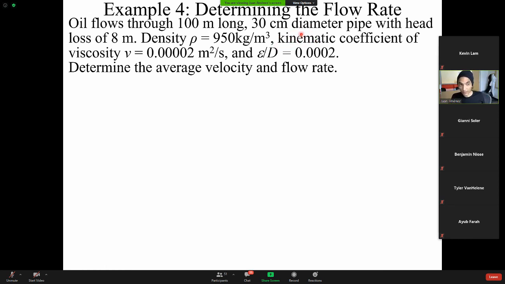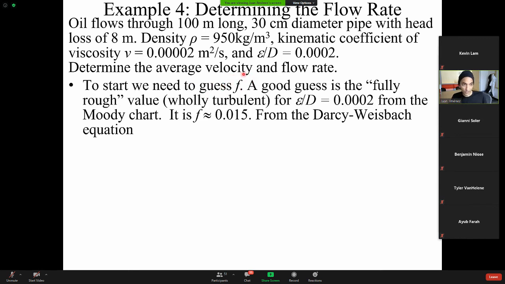So here we were given kinematic viscosity, which already has density included in there. And then this is the relative roughness. And you're asked to determine the average velocity and flow rate. So this will be a perfect example where you have to guess because you don't know the velocity from the beginning. So let's start first, and we're going to guess a friction factor, okay?